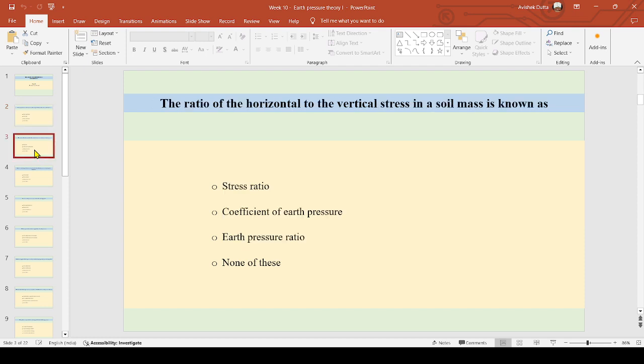The ratio of the horizontal to the vertical stress in a soil mass is known as. Your options are stress ratio, coefficient of earth pressure, ratio, or none of these. What is that ratio called? You have to state the word, the phrase.